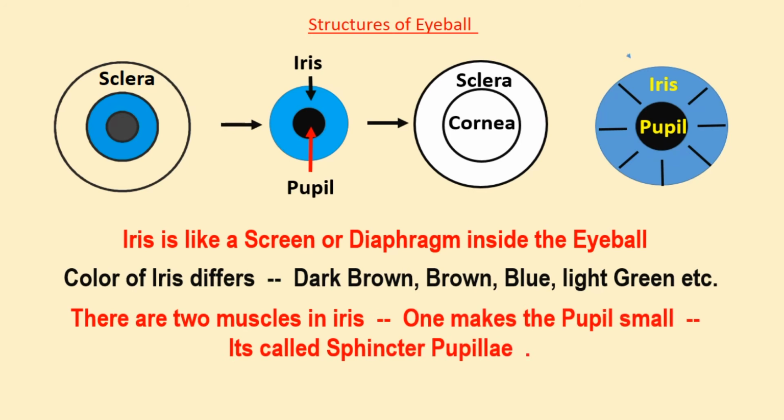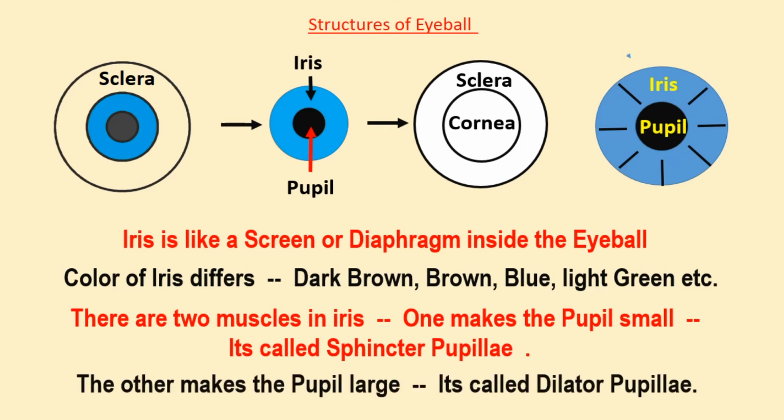There are two muscles in iris. One makes this pupil small. It's called sphincter pupillae. The other makes the pupil large. It's called dilator pupillae. Iris and pupil jointly prevent entry of unwanted light inside the eye. So, together they form the exposure control system of eye.